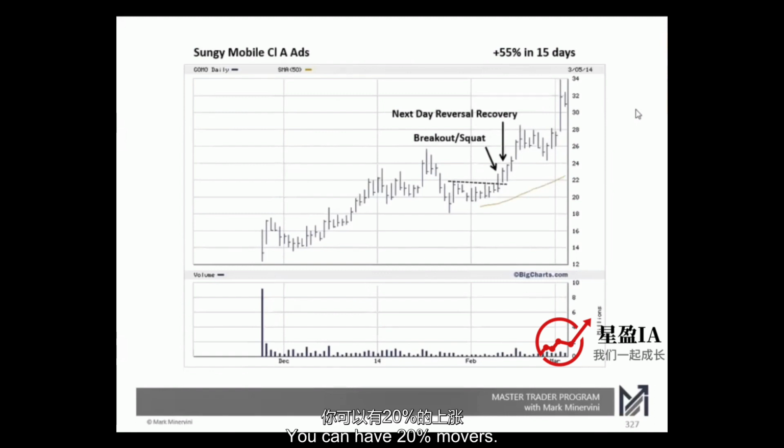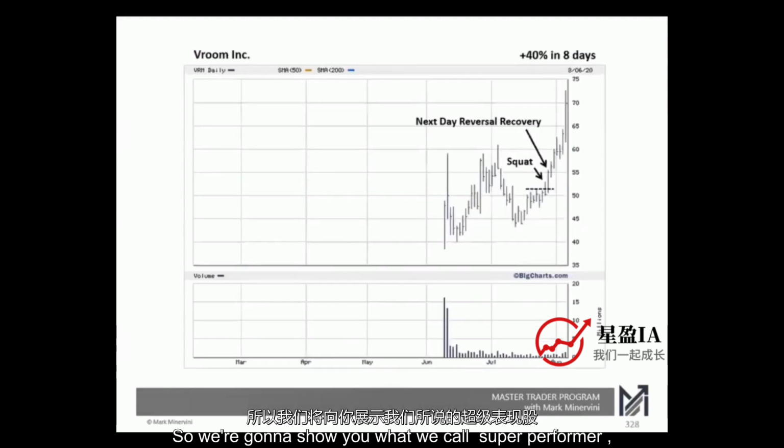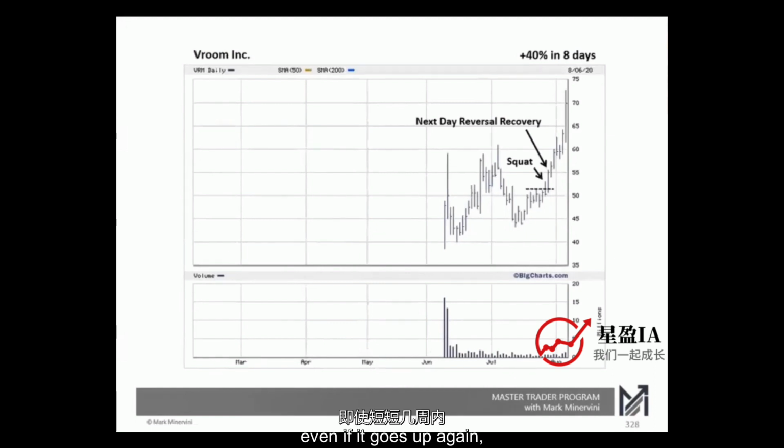You can have 20% movers, and you compound those, it really turns into something pretty quickly. So we're going to show you what we call super performers. Even if it goes up, again, 40, 50, 60% in just a couple of weeks, in our book, that's a super performer.